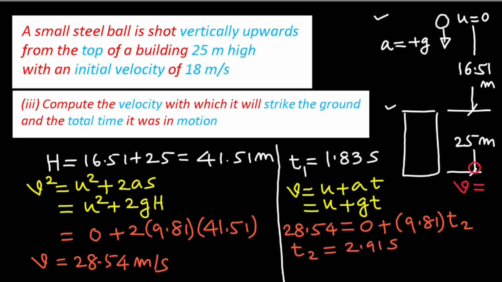So the total time the ball was in motion, t equals t1, which is 1.83, and 2.91, that is 4.74 seconds.